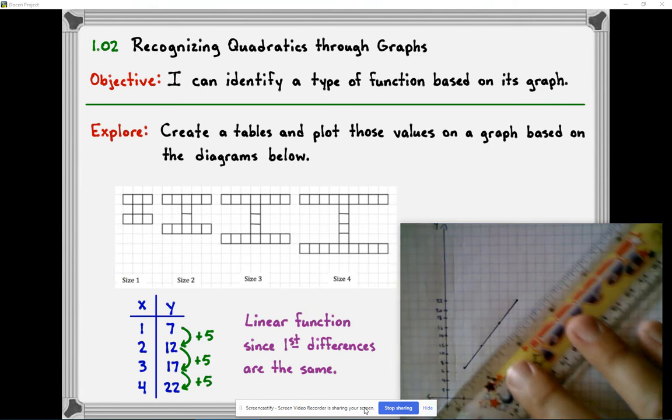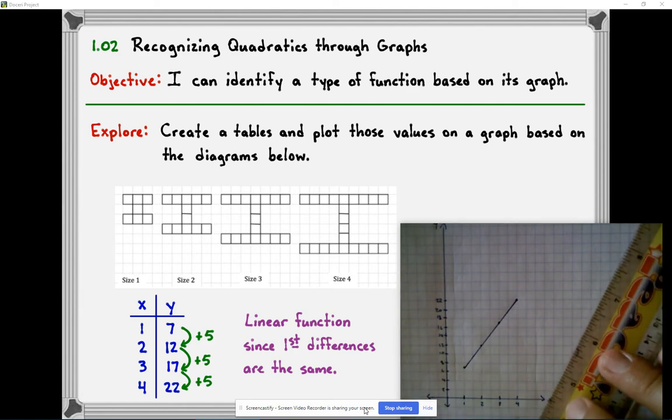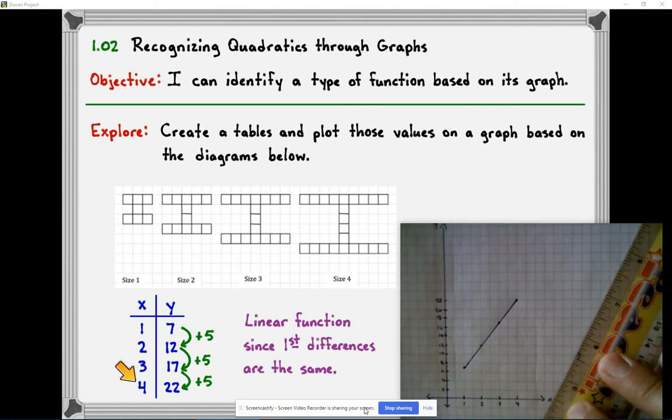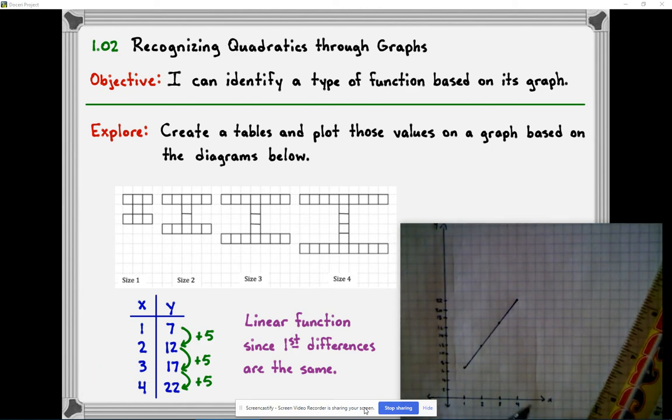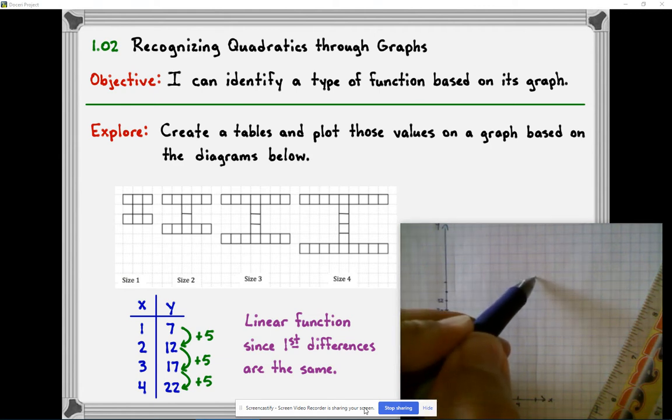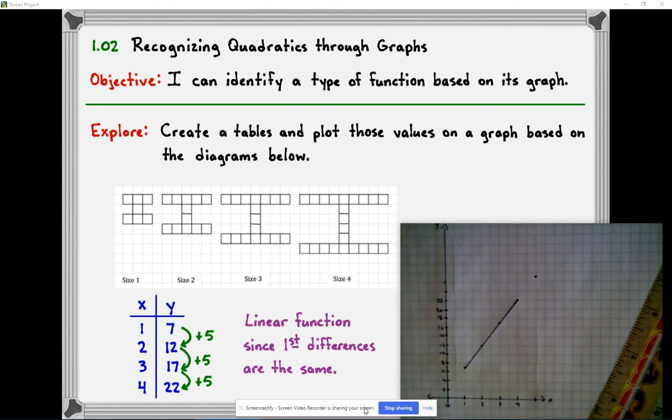And if we continue the pattern in both directions, well, the next one would be if we were to add 5 to this, we would go up to 27. So we go up to 5, we go up to 27. So that's 24, 26, 27's in the middle. So this would be our next point. And again, you can see it follows the same linear pattern.